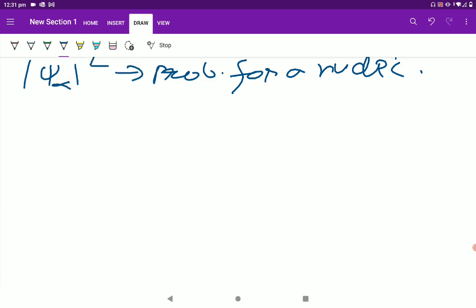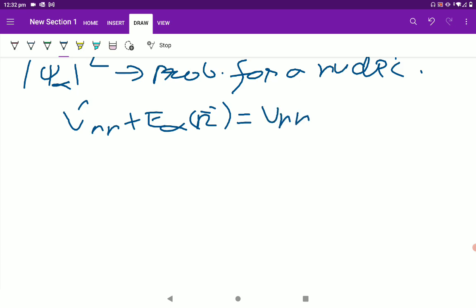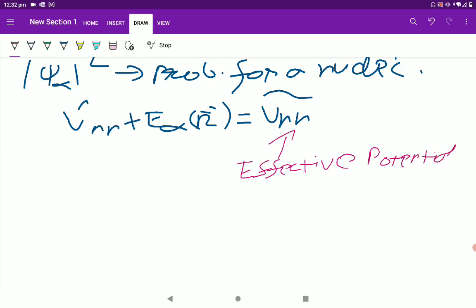So how do you find the wave function for the nuclei? We will write this Schrodinger equation with kinetic energy, potential energy plus the electronic energy, which corresponds to the effective potential energy. That is, effective potential energy system is given in this fashion. So this is the representation of the effective potential of the nuclei.